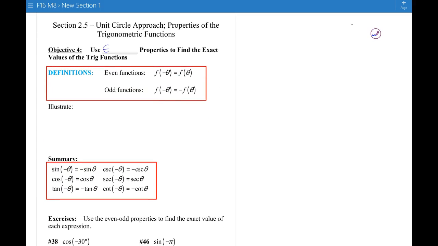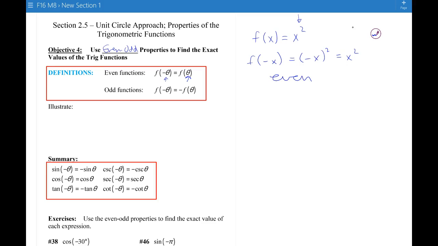Then we're going to use even-odd properties to find exact values of trig functions. Just a little refresher from algebra about what it means to say even and odd. An even function says when you put negative theta into the function, you get the same value as you do if you put theta in. One of the simplest functions that works like this is x squared, because if I put negative x in there, I get the same thing. So if f of negative x equals f of x, remember we call this an even function, and it helps me to remember because an even exponent makes this happen.